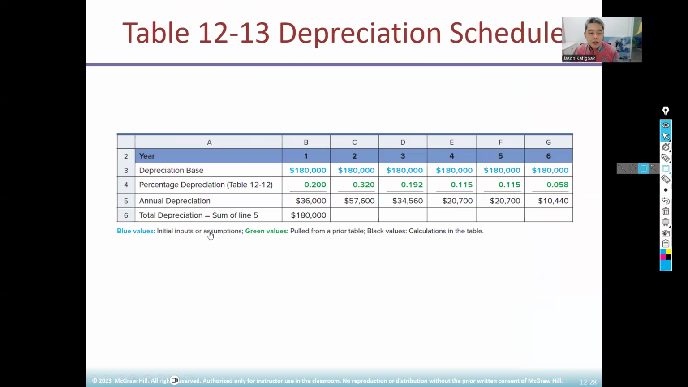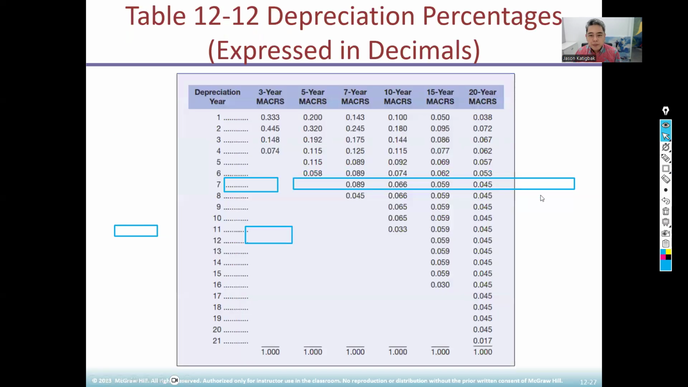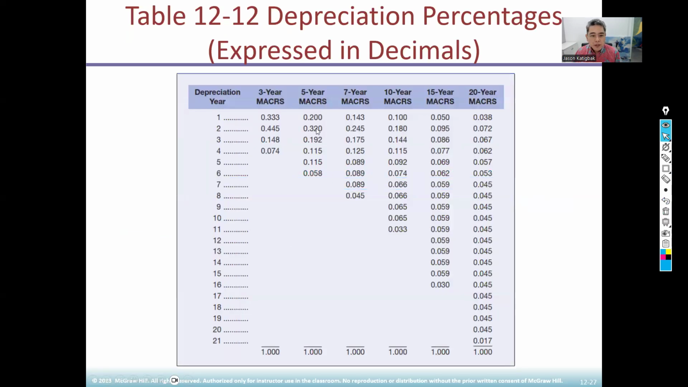Now, don't forget for this illustration on this PowerPoint, blue values are assumed, green values are pulled from the table, and here it's on the depreciation range 12, right? Like the one that we showed a while ago. And then it's 0.2 to 0.058. Let me just take a look at that one again.